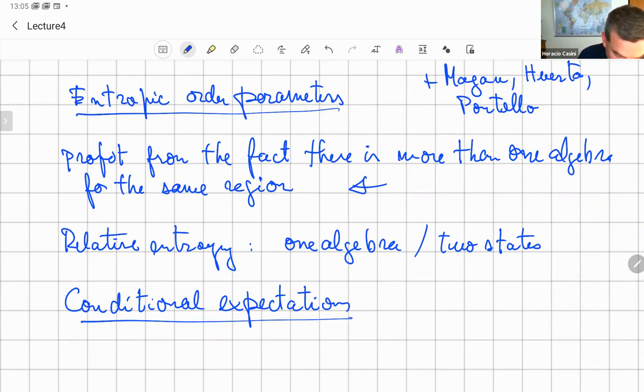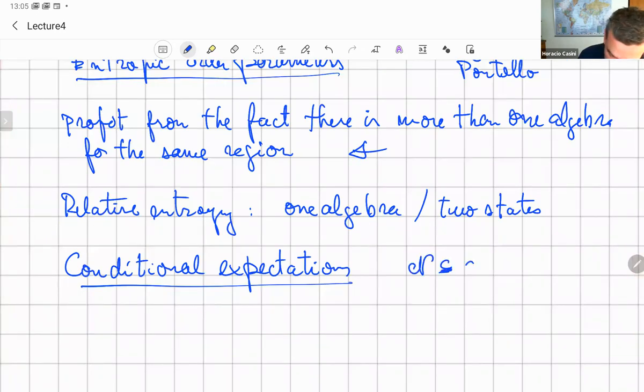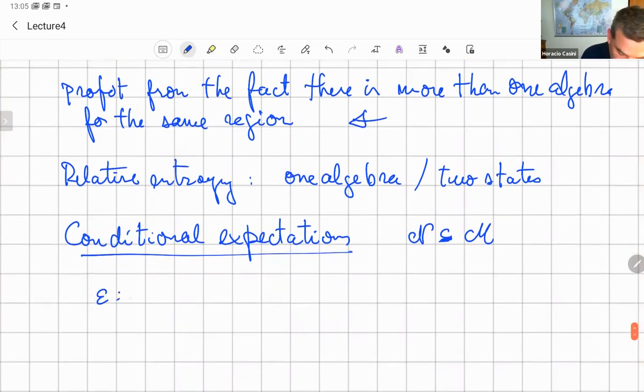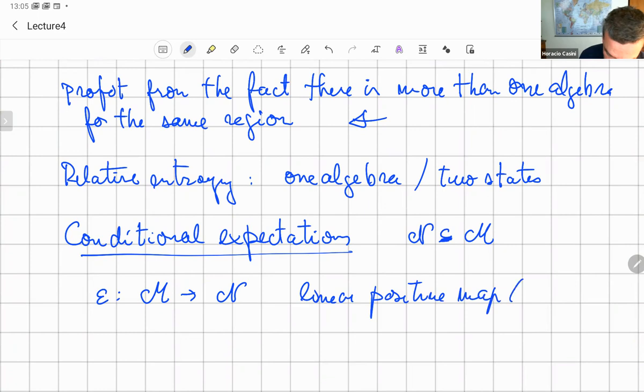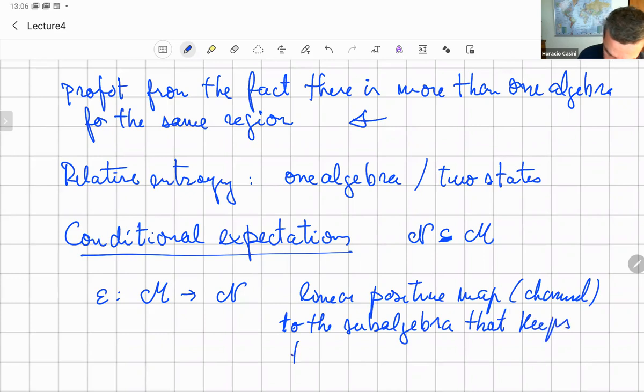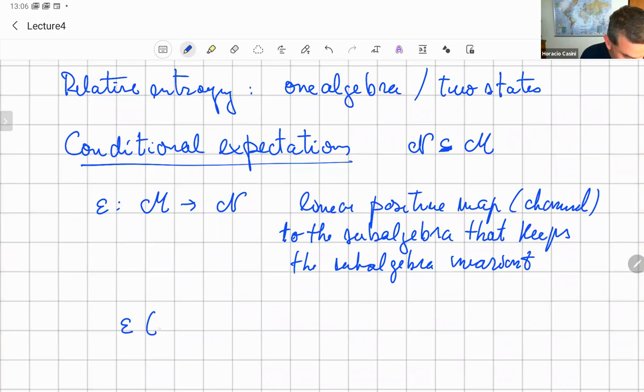Conditional expectation exists when you have a subalgebra N, let's say, of an algebra M. And the conditional expectation is a mapping from the big algebra to the smaller one, which is a linear positive map, the channel, to the subalgebra, that keeps the subalgebra invariant. More precisely, the property that it obeys is that if you have an element of the subalgebra, an element of the algebra, another element of the subalgebra, this goes outside.